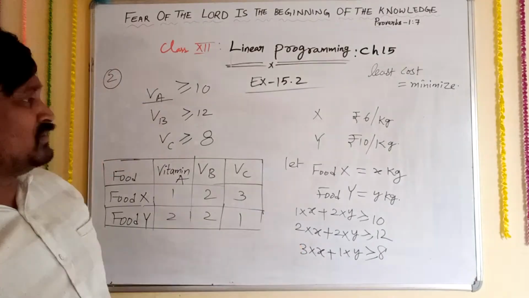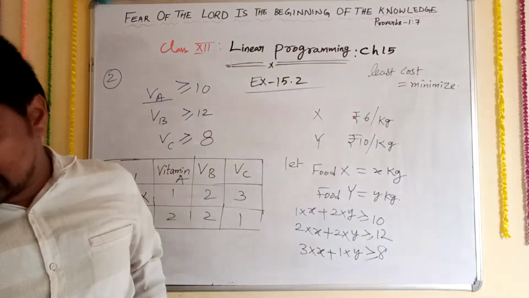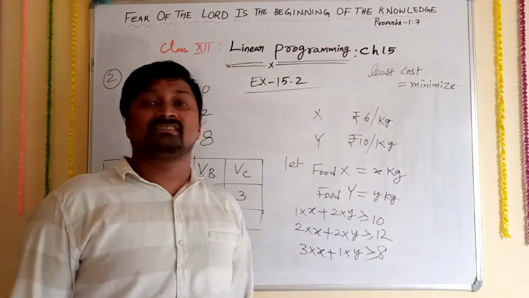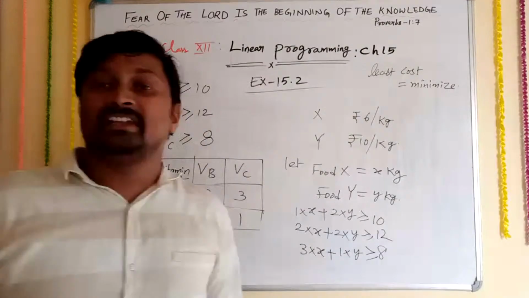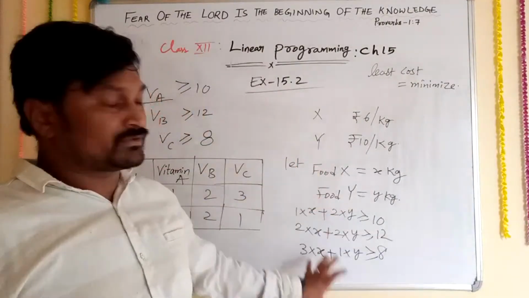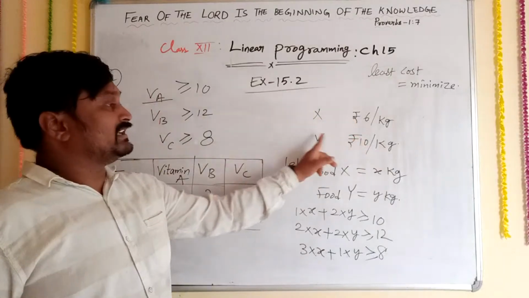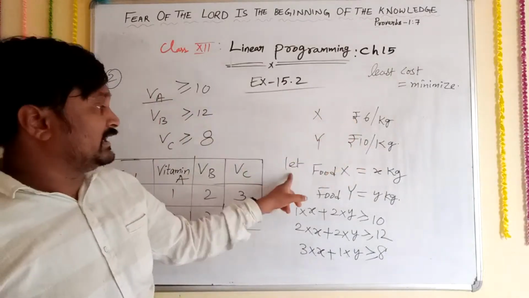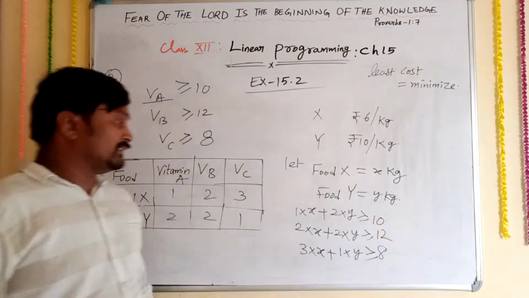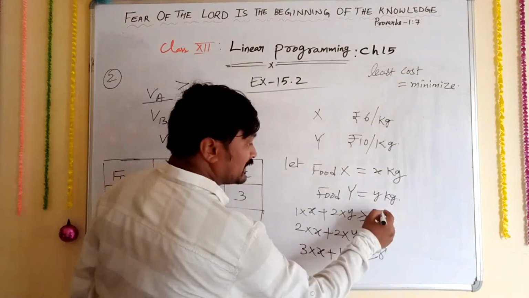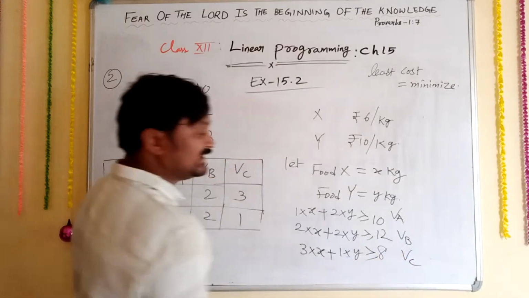The cost of X is 6 rupees, Y is 10 rupees. This is according to your RBSC solutions, because I referred to your RBSC website and found the question there. So here X is 6 rupees per kg, Y is 10 rupees per kg. Food X is X kg and food Y is Y kg. Then this is the vitamin A equation, this is the vitamin B equation, this is the vitamin C equation.